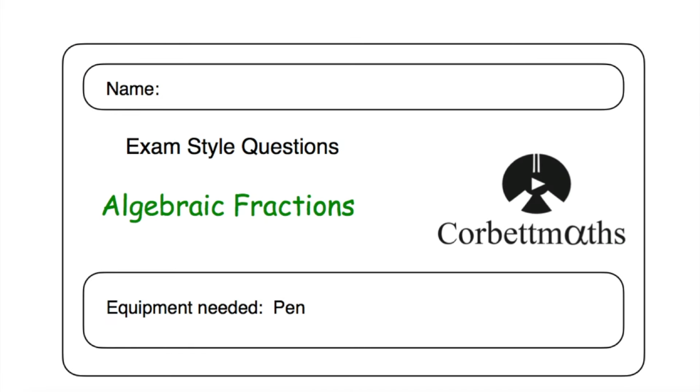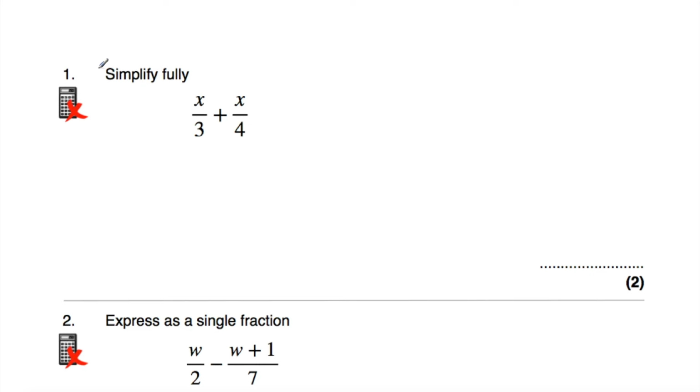So let's get started. Okay, question number one. Question number one says simplify fully x over 3 plus x over 4. So here we're adding two fractions and they've got different denominators, so let's make them have the same denominator. With 3 and 4, I'm thinking 12. 12 would be a good common denominator. So let's get a fraction with 12 on the denominator and another fraction with 12 on the denominator.